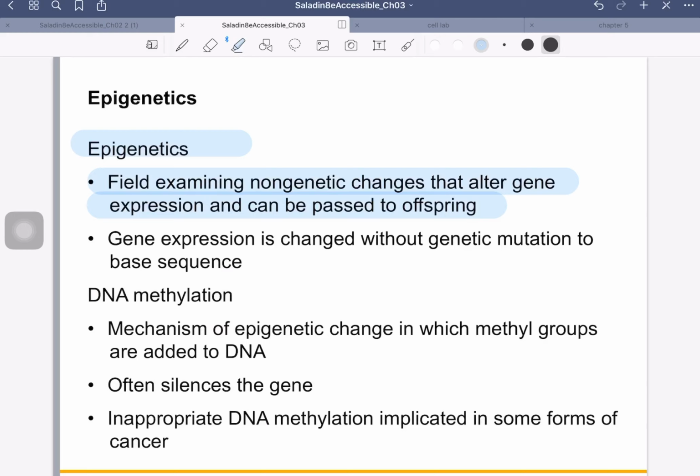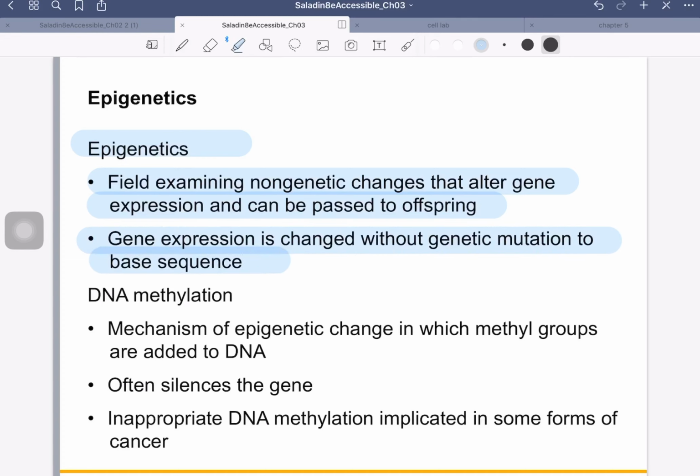And this is a fundamental rethinking of the way we used to think about genes, that the only way they changed was through mutation. But now we know these things that sit on top of the DNA, the epigenetic factors, have a large role in controlling the function of the DNA. And these can be shuffled, they can be arranged, they can be changed. So we can have gene expression being changed without genetic mutation to the base sequences.